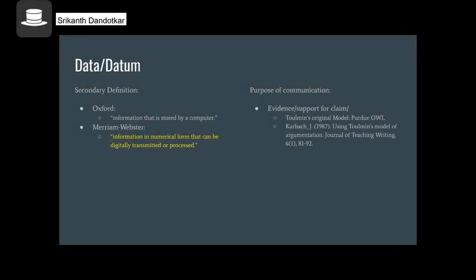Let's look at the secondary definition. Usually, data is defined as the information that is stored in a computer. Or sometimes it's also defined as information that can be stored digitally in a numerical format. What it means basically is that it's not only information, but also information that is stored in a device in a digital format. More specifically speaking, we are referring to this digital format of information in the form of bits. A bit is a basic unit of information. It is stored in the form of binary coding, like zeros and ones.